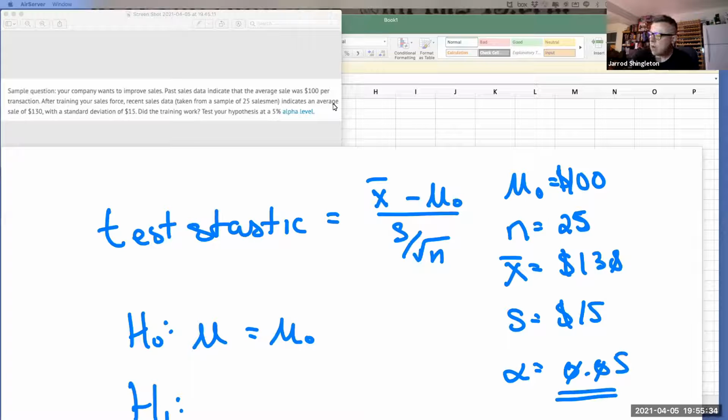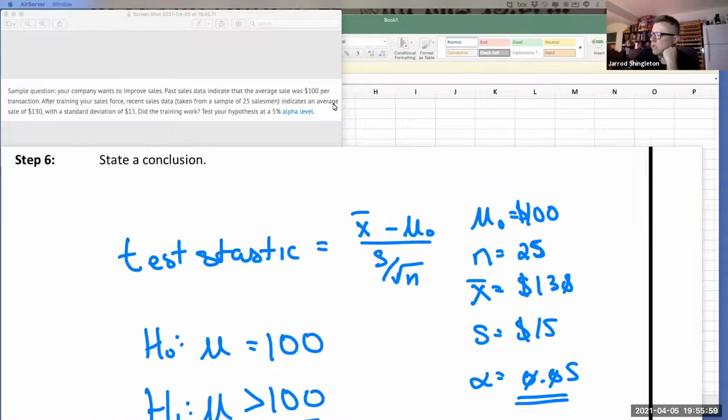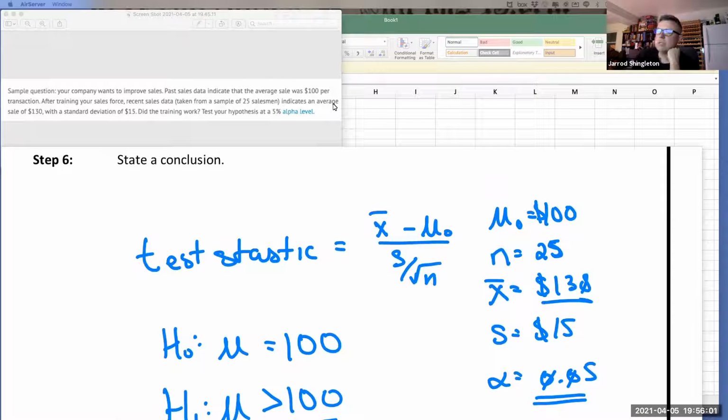So what they want to know is, did my training work? Mu minus mu naught. And I'm actually going to replace these mu naughts because I know what my mu naught is now. So in other words, my previous mu was 100. I don't put 130 here, I put 100. Did my training mean that our average sales increased from 100 to some other unknown value? It's not going to be 130, it's going to be something else. We're not concerned with that. All I want to know is did our training work?